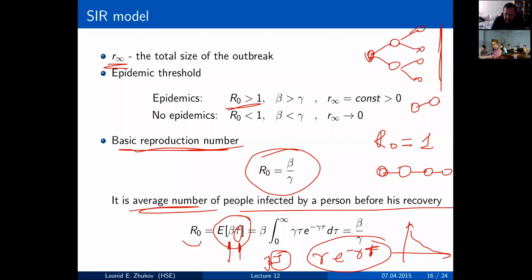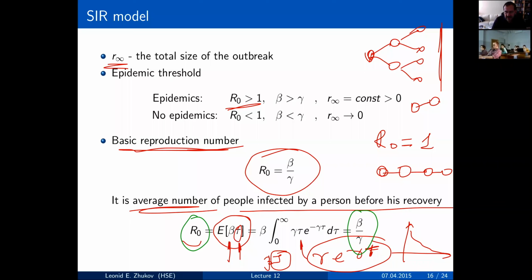And if we take this distribution and calculate the average, it will actually be equal to beta over gamma. So indeed, R0, or basic reproductive number, has the meaning of the number of people infected by a person before his recovery. And yes, it is equal to beta over gamma. All right?